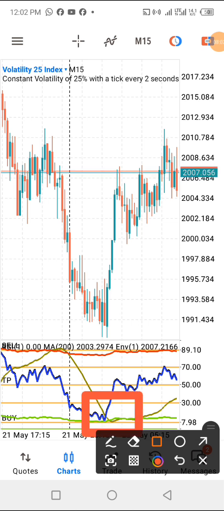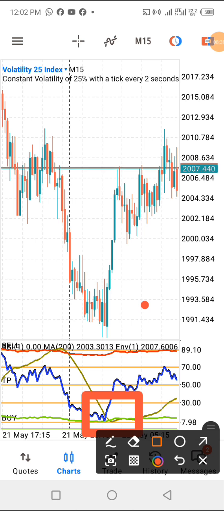So I like using the 15 minute time frame. What I want to see is the moving average 200 touching the lower part of the envelope, right? Then the blue line touching also the envelope, then crossing above the moving average 200 at that point. So you open for buy. Is that clear? You open for buy.